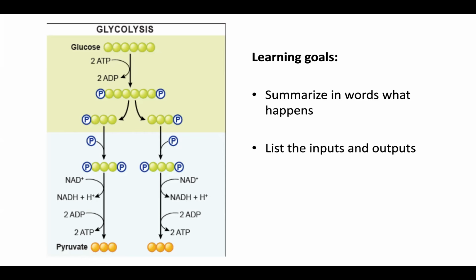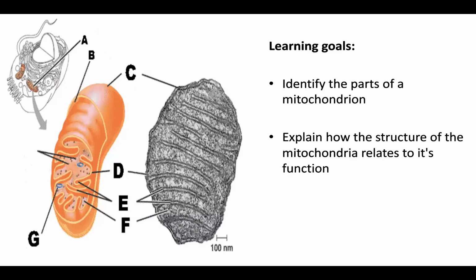Now let's take that pyruvate and go over to the mitochondria. So the mitochondria has its own learning goals. We want to identify the parts of the mitochondrion, which is singular, and then we want to explain how the structure of a mitochondrion, or multiple mitochondria, which is plural, relates to its function.